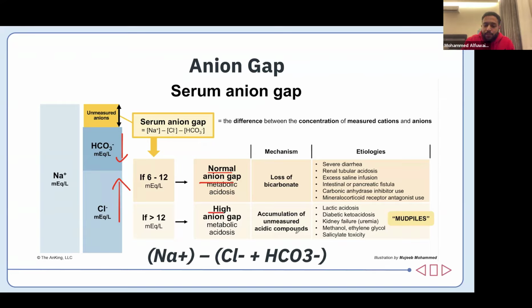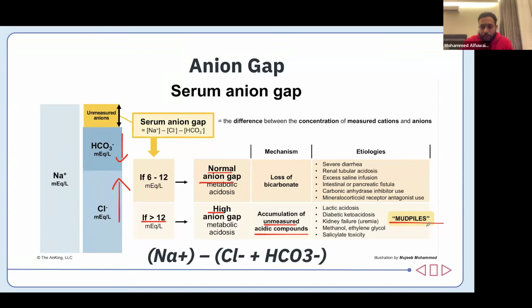In the case of high anion gap, there's accumulation of something else, which is acidic compounds that cause the unmeasured ions. You don't measure these acidic compounds, hence it causes an anion gap. Now, when do you see this? This is very important to remember, which is MUDPILES.